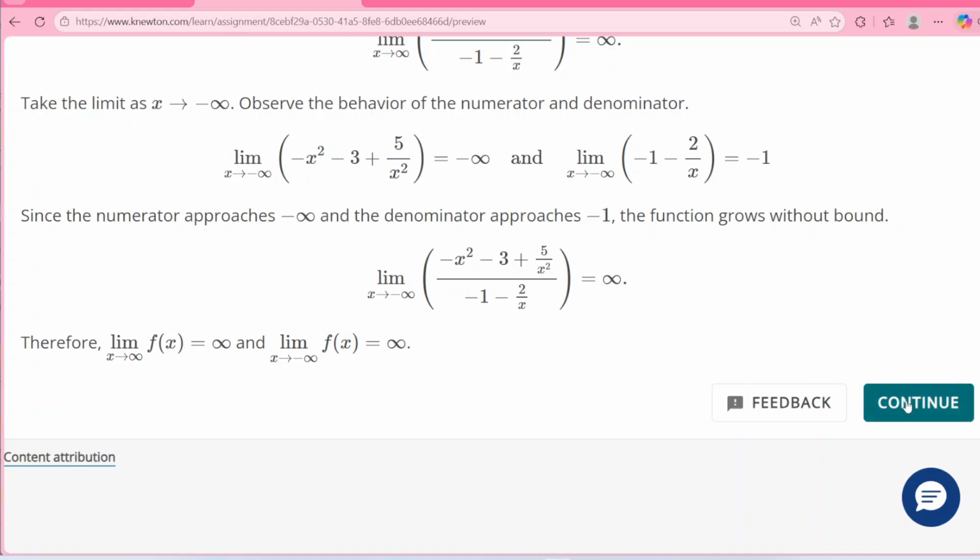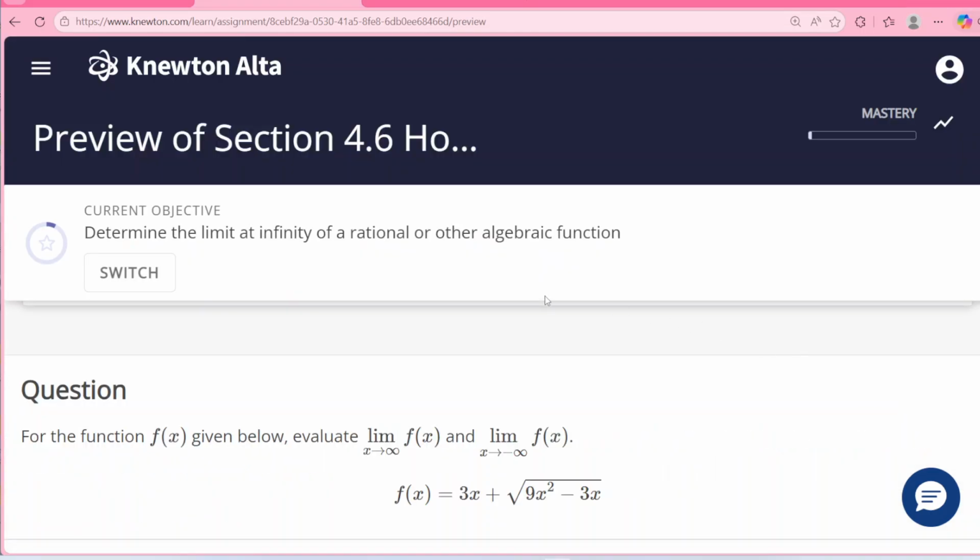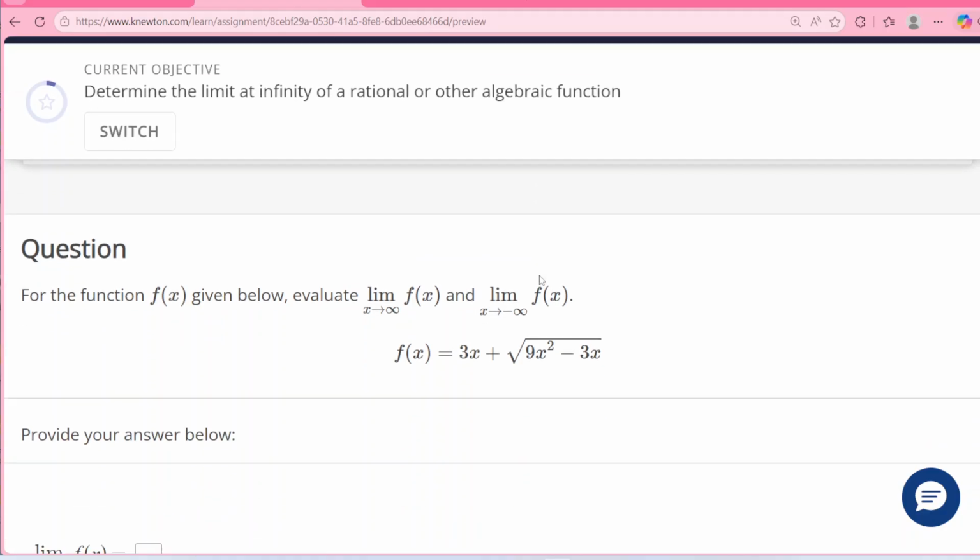All right, they don't have a graph this time. You can always make a graph yourself. Okay, this one's: determine the limit at infinity of a rational or other algebraic function. So the last example was a rational function, polynomial over polynomial. Other algebraic means it could have polynomials, rationals, or things involving roots. Those are all algebraic operations. So this one has a root and some polynomials involved as well.